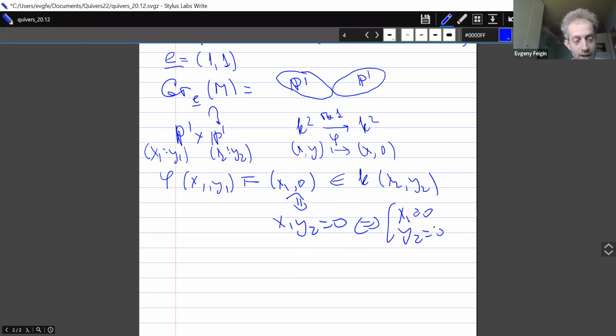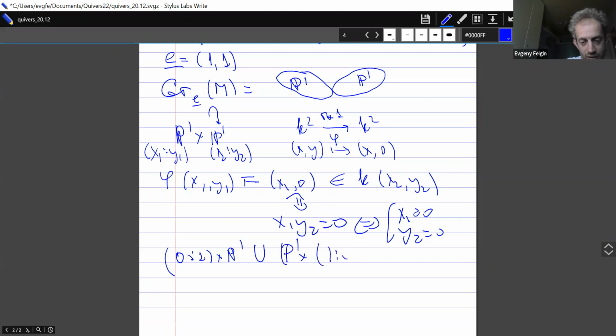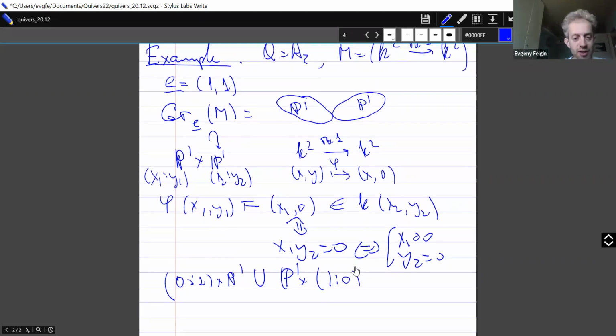Yes, in the first case, x1 is 0, so we are interested in {0} times P1, and then we take the union with P1 times {0}. These are two P1s and they intersect in one point. And this is exactly the picture which Alex explained to us. So you can see that the variety is neither irreducible nor smooth.